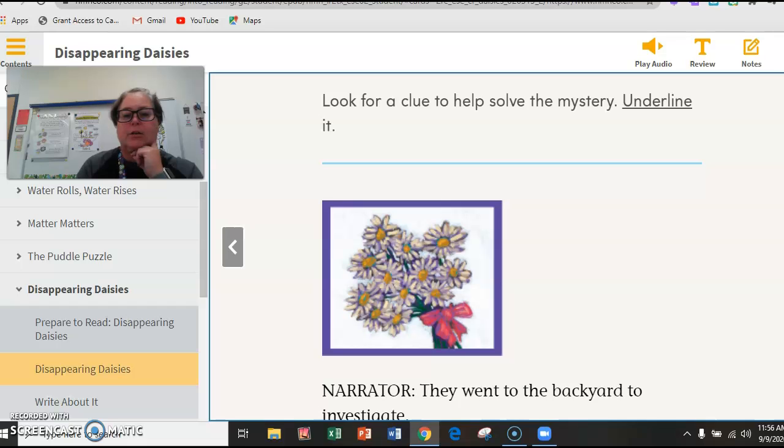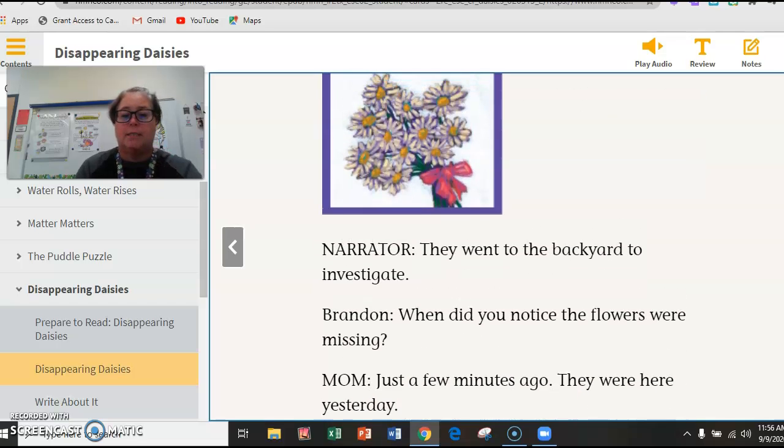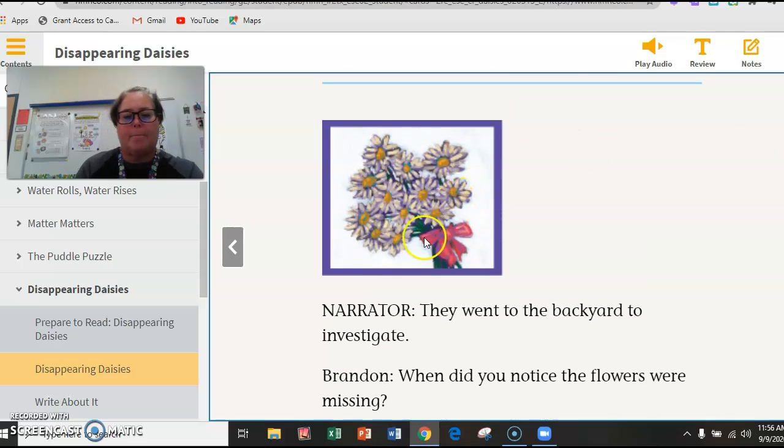So, this says, look for a clue to help solve the mystery. And this is what the daisies look like right here.